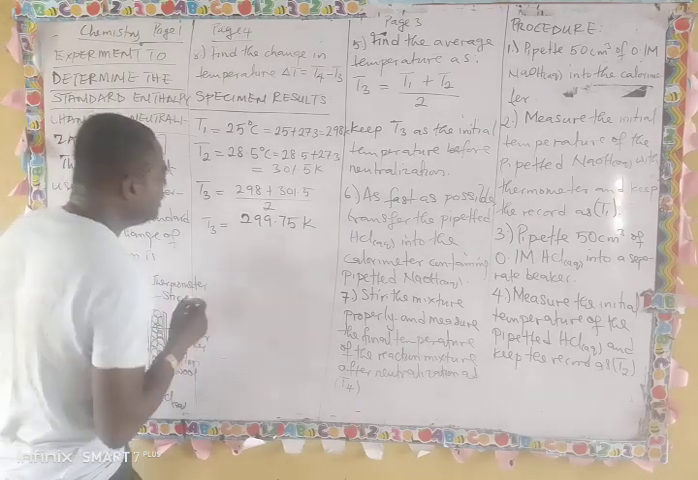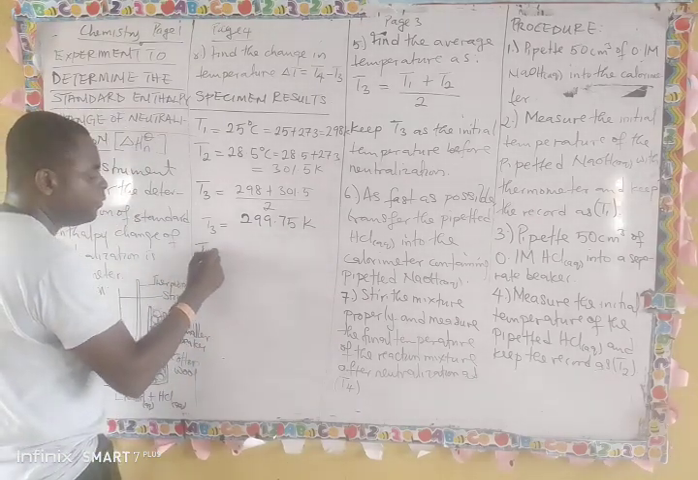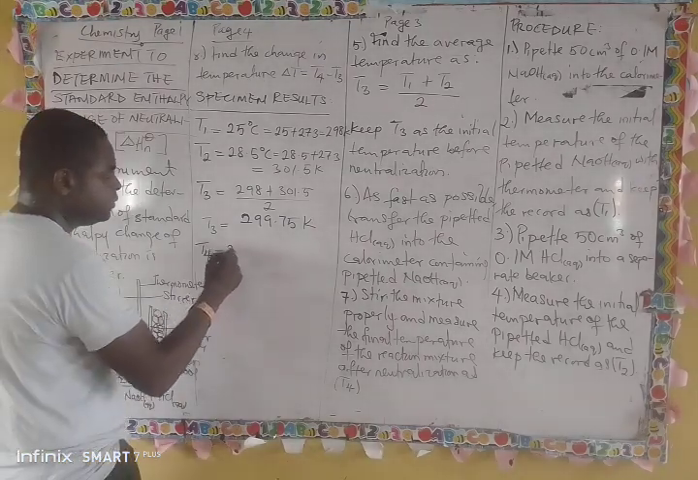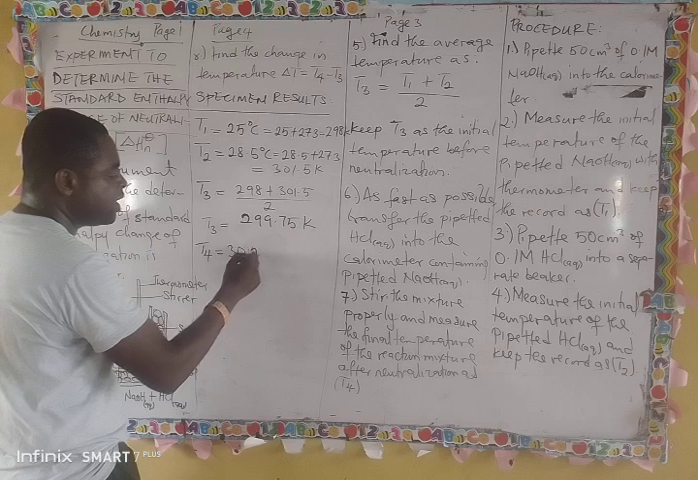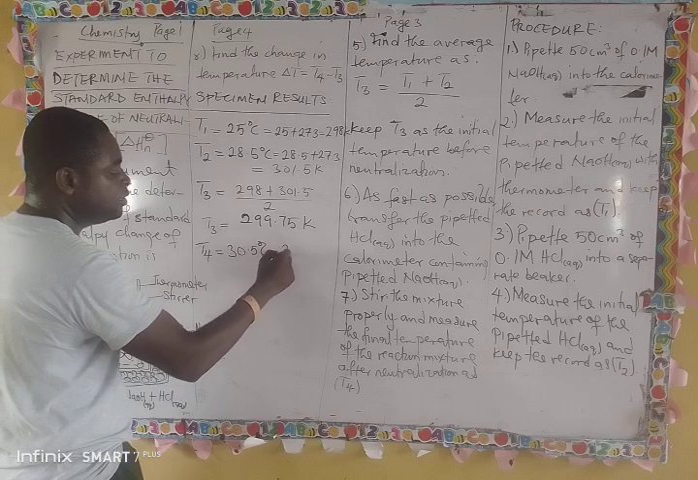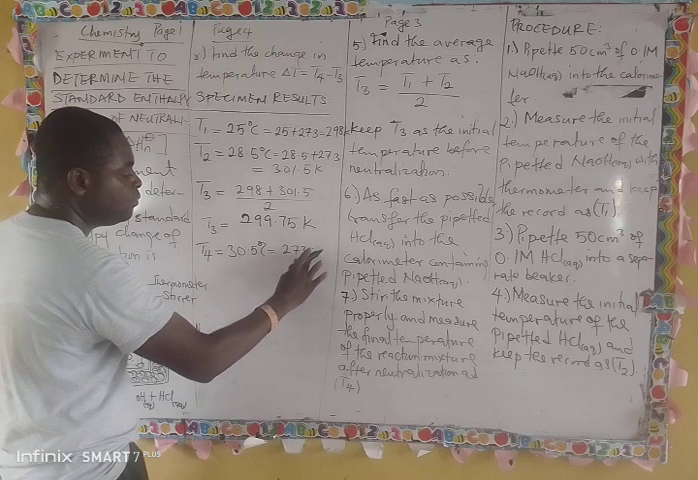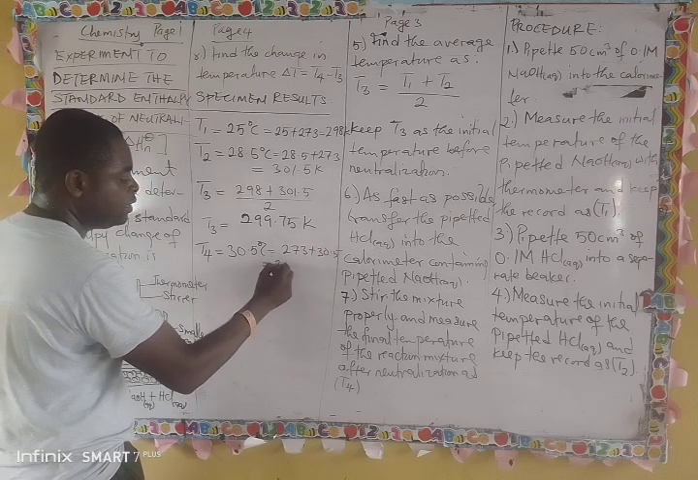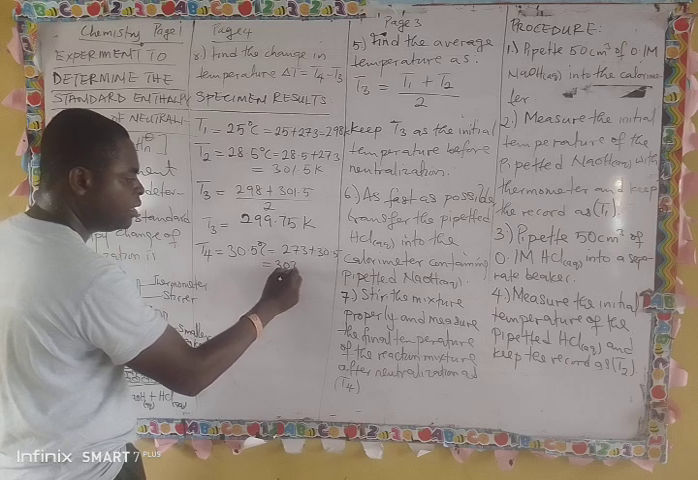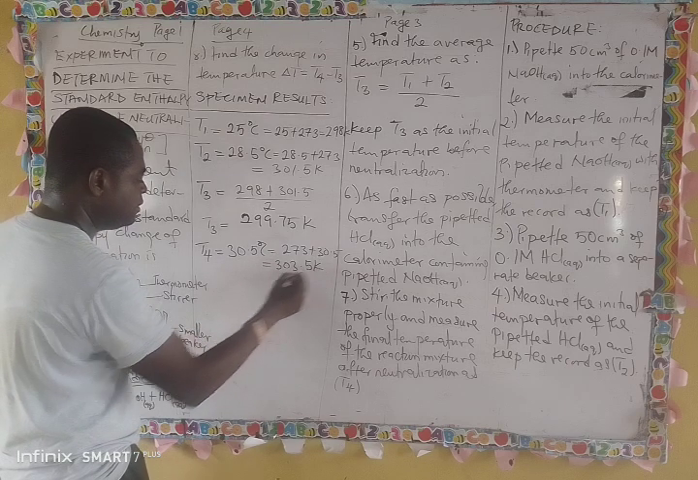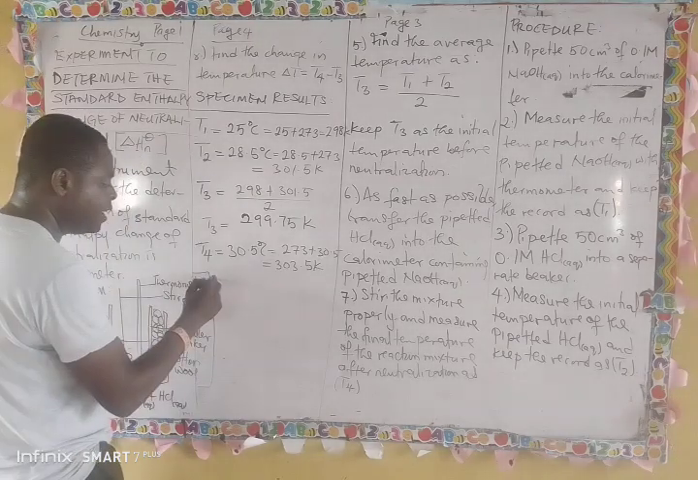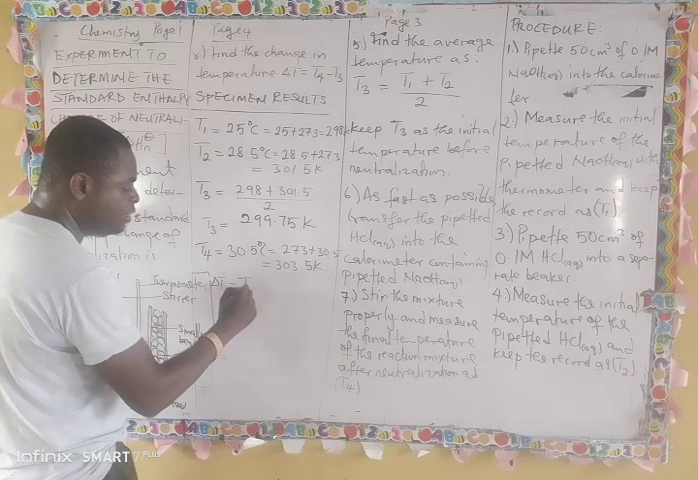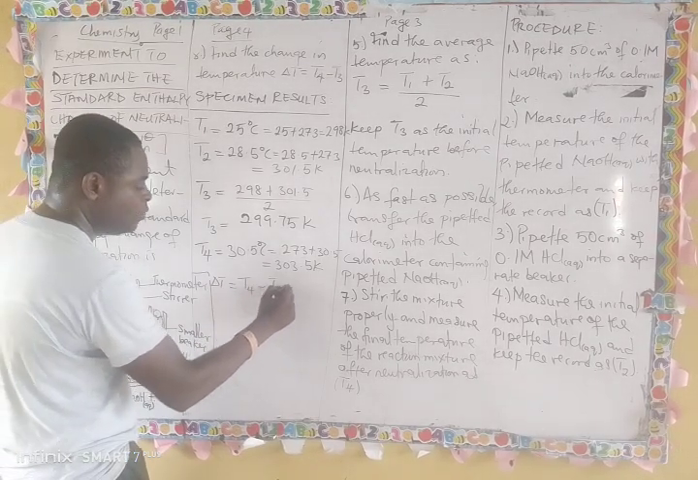Yes, Kelvin. Now, let's assume that our T4 is 30.5 degrees C, which is equal to 273 Kelvin plus 30.5. What's our answer? 303.5 Kelvin. Now, what's going to be our temperature change? Delta T, which is T4 minus T3.